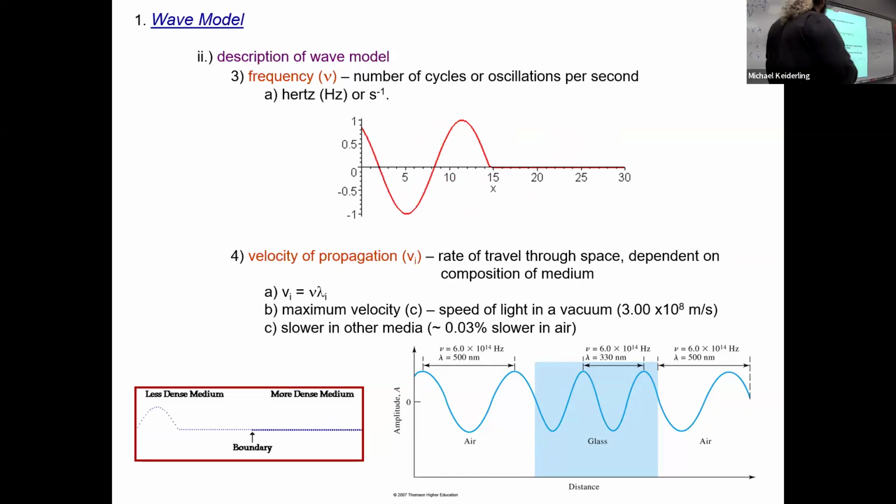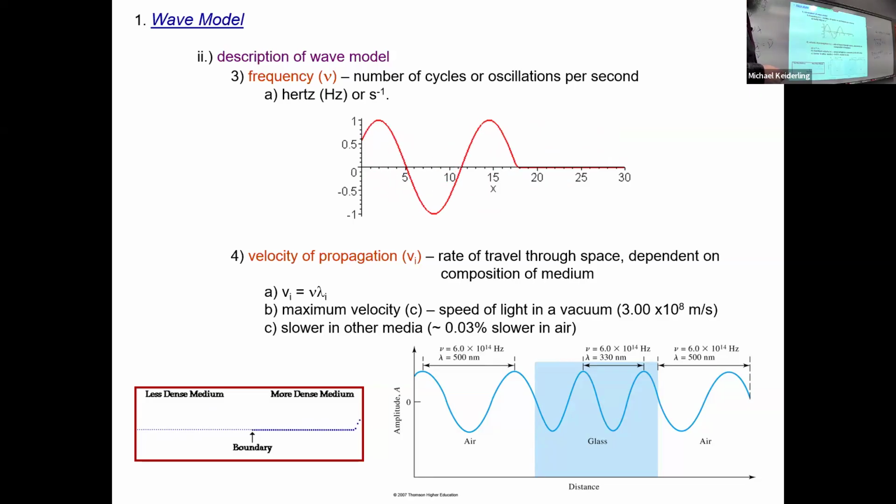The frequency is the number of cycles or oscillations per second. It's in hertz or inverse seconds. The velocity of propagation is the rate of travel through space. It depends on the composition of the medium. But in a vacuum, it is c. And that velocity is equal to the frequency times the wavelength. So the velocity in some medium is equal to the frequency times the wavelength in the medium. If the frequency doesn't change, the wavelength will change when you go into a different medium.